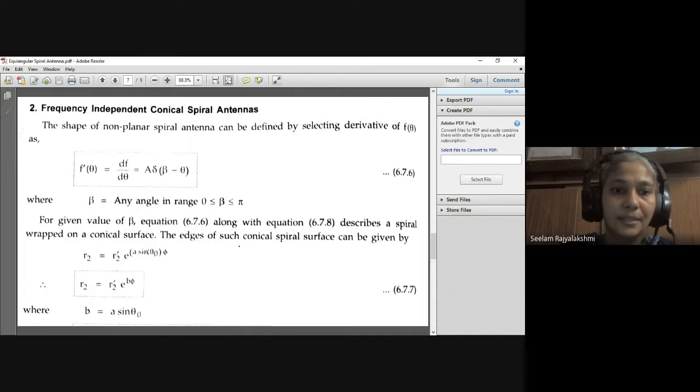So here a sin theta naught is b. That means we are replacing a sin theta naught with b. So R2 equals R2 dash e power b phi. For the given value of beta in equation number 6, along with equation number 8, these describe a spiral wrapped on a conical surface. So these are the edges of the conical spiral surface antenna.